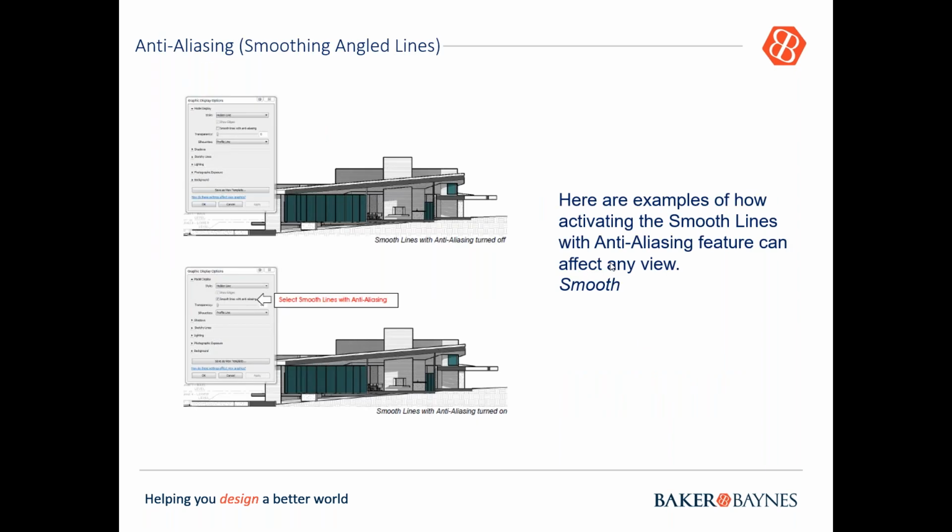The other option, and quite a few of my clients have asked me about this, is anti-aliasing, or rather what we call smooth angled lines. If you're looking at the top image, you can see the lines look a bit more sketchy. To avoid that, and for a smoother effect, you go into your graphic display options and select smooth lines with anti-aliasing.